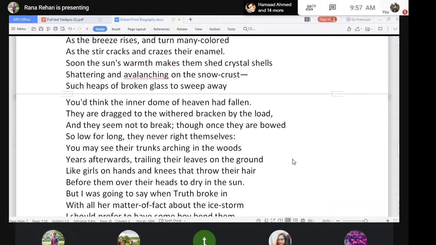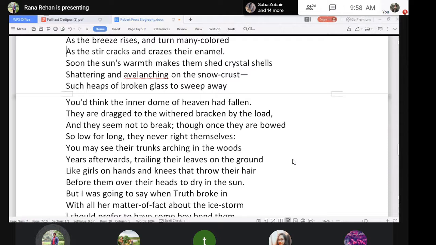And what is bracken? You can say bracken is a kind of small growth of branches, or small growth of shrubs from the trees. So they are dragged to the withered bracken by the Lord, and they seem not to break. So what happens now? You see that with the load of that snow, they are bearing a bunch of snow, a ton of snow, on their branches.